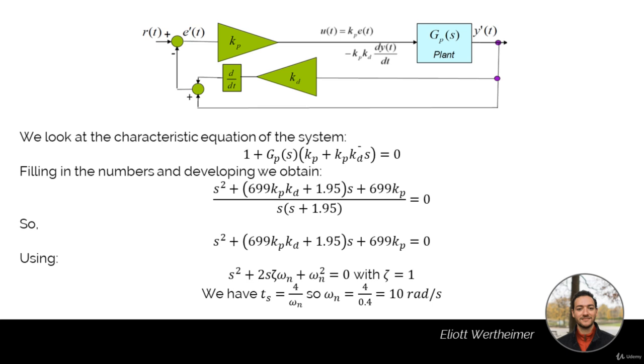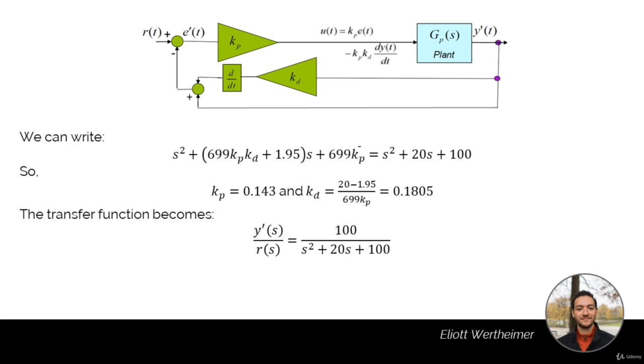Using our typical characteristic equation for second order systems, which is s squared plus 2s multiplied by a damping coefficient multiplied by omega n, the natural frequency of the system, plus omega n squared equals 0. We want a critically damped system, so a damping coefficient of 1. And we also know that the settling time Ts is equal to 4 divided by omega n. In this case, we want a settling time of 0.4 seconds, so we get omega n equals 10 radians per second.